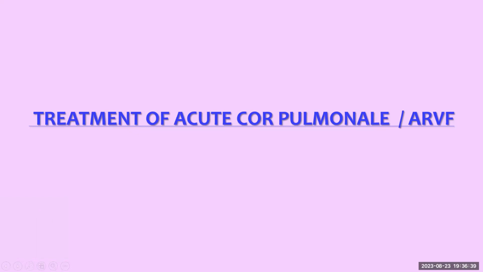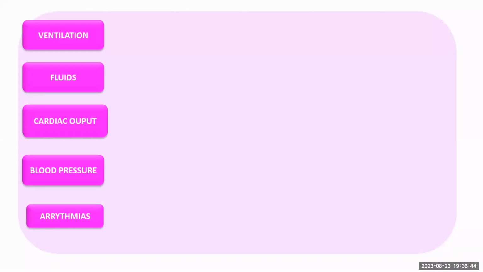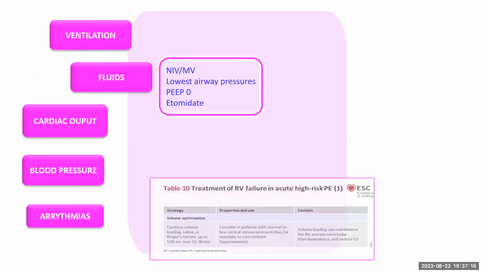Now, coming to treatment of acute cor pulmonale or acute right ventricular failure. So we have ventilation, fluids, cardiac output, blood pressure, arrhythmias. These are the main issues that have to be tackled in acute right ventricular failure management. Though you have thrombolyzed the patient, the acute right ventricular failure also has to be managed simultaneously. And sometimes you may not be able to thrombolyze, or may not have the facility to do pulmonary embolectomy. So there you may just have to manage with your basic management of acute right ventricular failure.